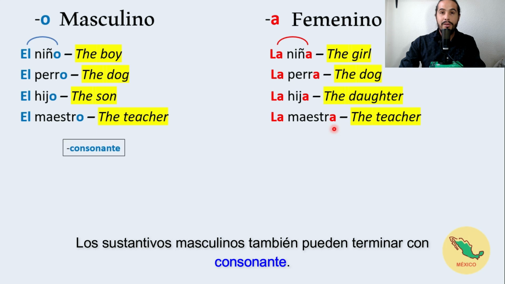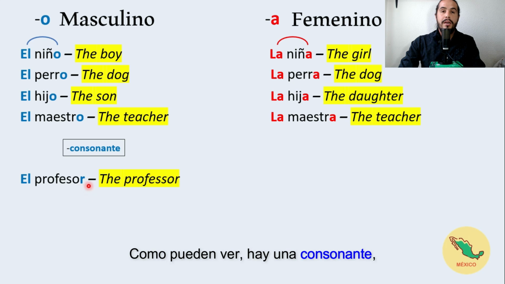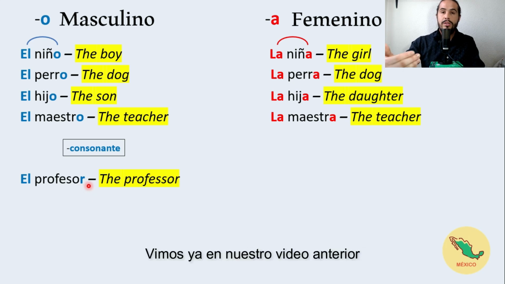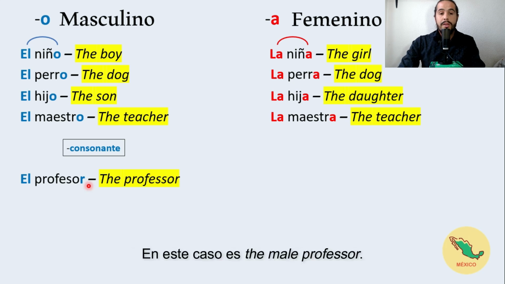Masculine nouns can also end with a consonant. For example, you have el profesor. As you can see here, you see a consonant, in this case the consonant R. We already saw in our previous video all the letters of the alphabet, so I recommend you to watch it again. So in this case, it is the male professor.